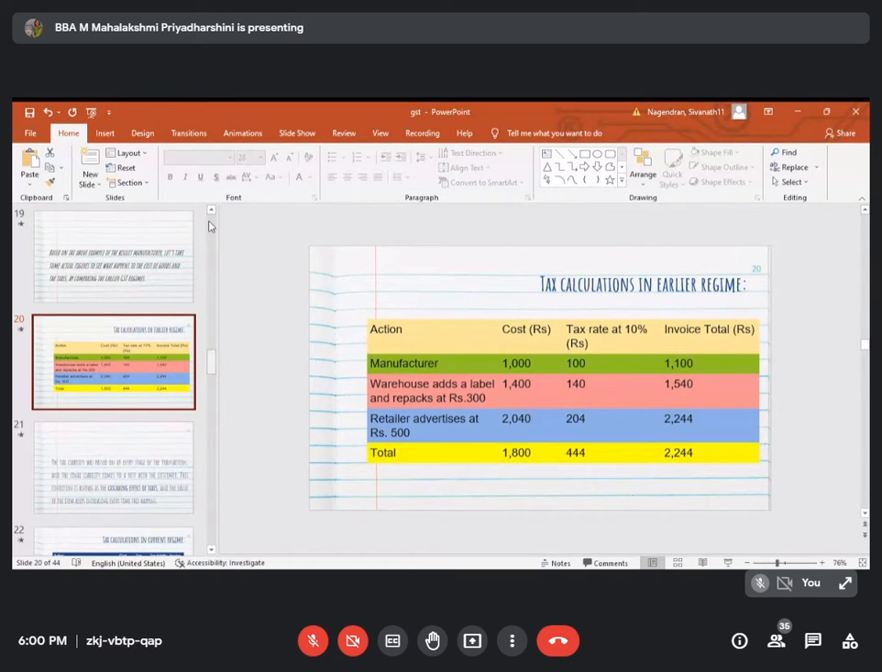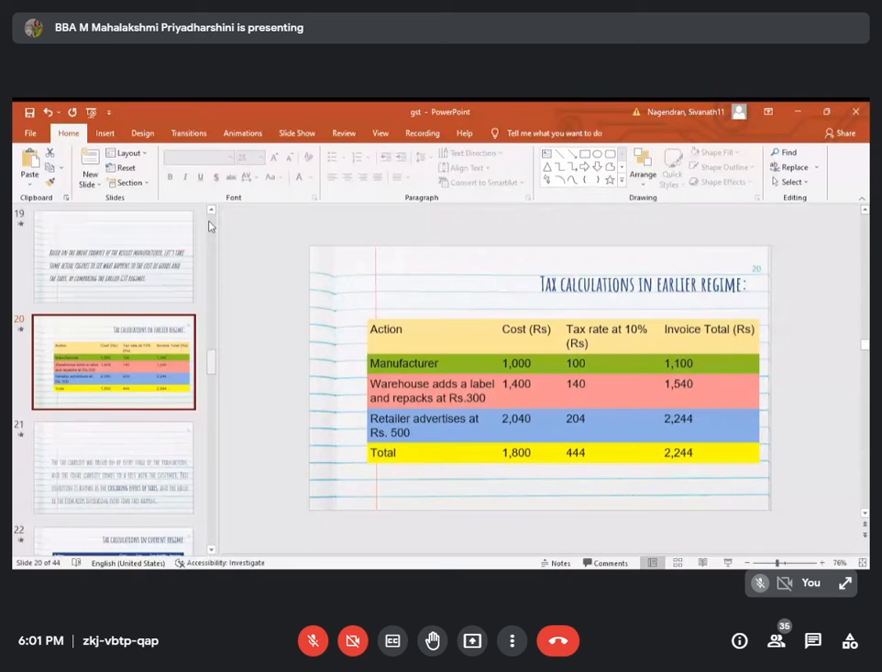So at the first time, the manufacturer decides and fixes that the cost of the product is 1000 rupees. So he is adding 10% of tax rate. Just for example, I have given 10%. So 10% VAT, that 10% is added first. So from 1000, 10% is 100 rupees, right? So in the invoice I am mentioning that the price of the product is 1100.